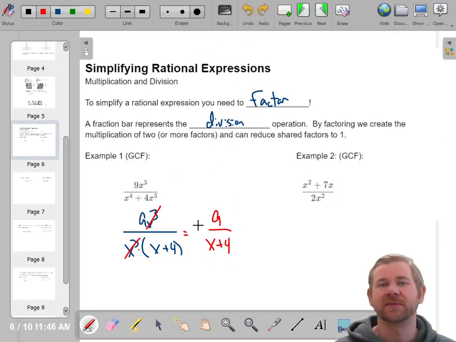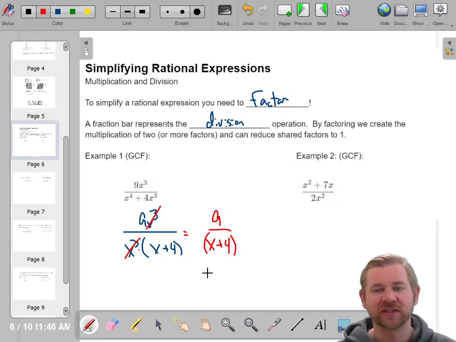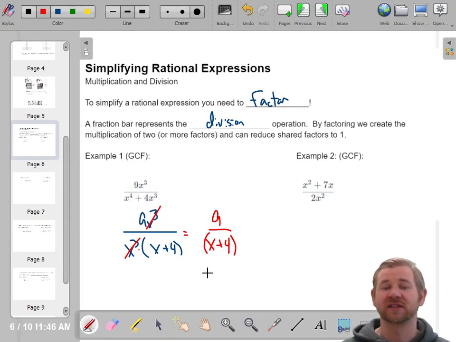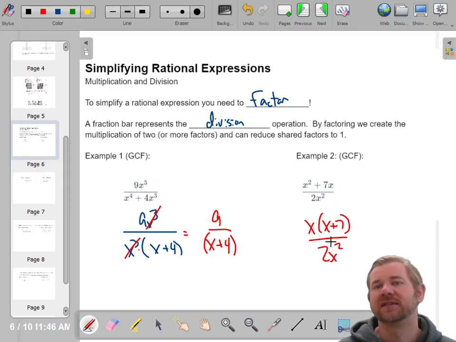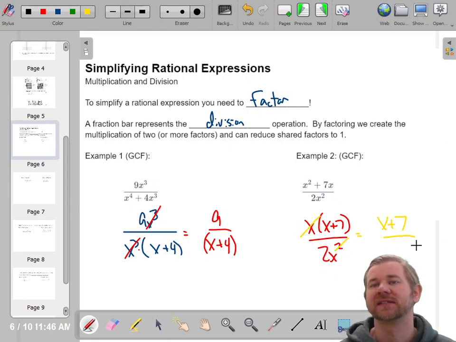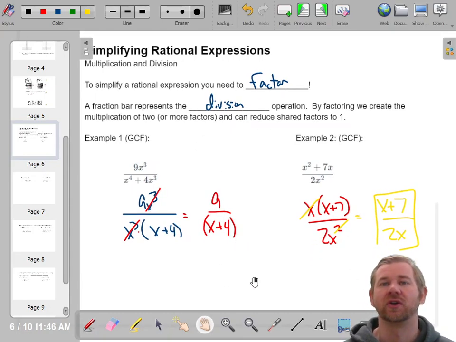Okay? And I'll keep coming back to this idea, but this quantity, those are connected by an addition sign, so it's all or nothing. If x plus 4 doesn't go away, nothing goes away. But since we factored here, that multiplication can be undone by division. Same idea here. The GCF in the top is x. In the bottom you have 2x squared. Now, you have x divided by x times x. One of those will cancel out. Now you have x plus 7 over just 2x to the first. And again, that is all you can do for those problems.